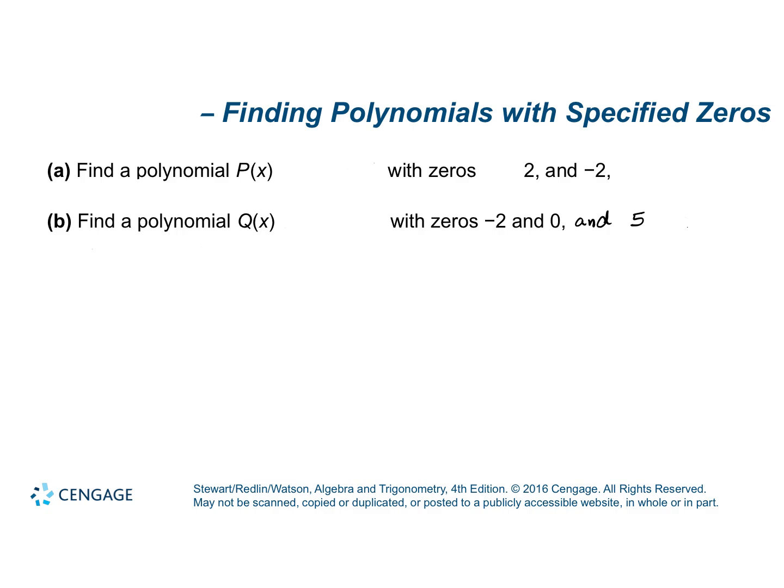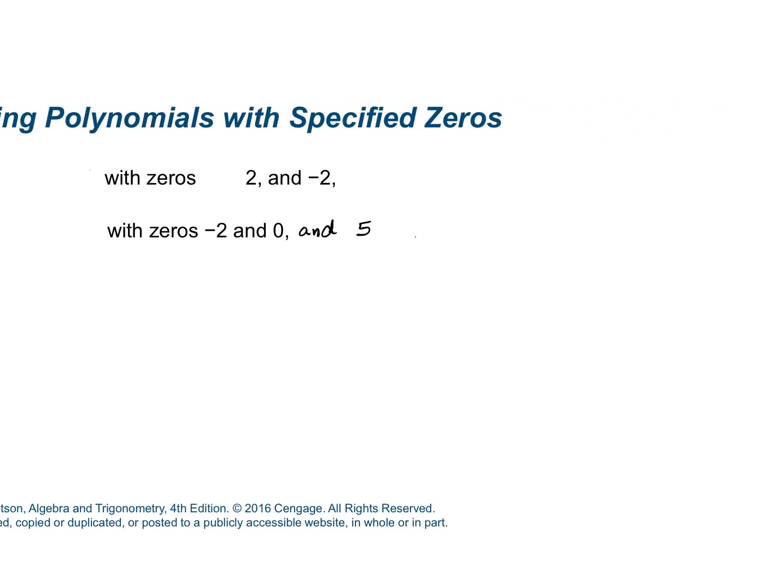So the new part of 3.4, it's going to give us the zeros, and we have to write the polynomial function. So in A, it says that we have zeros 2 and negative 2, and we want to write the polynomial function. So to do that, we always say x minus the number. So we would say x minus 2. How would we write x minus negative 2? X plus 2. So you always just flip the sign in the middle.